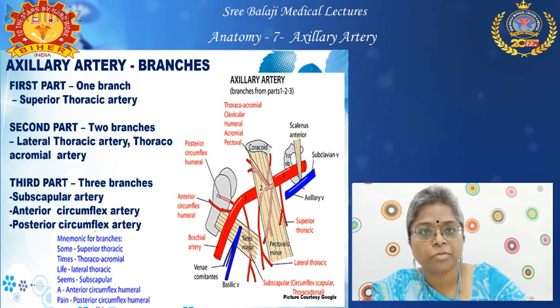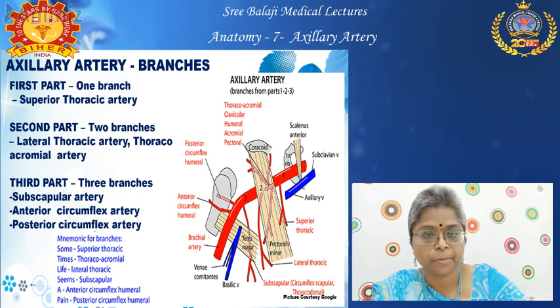The branches of the artery include, the first part gives off one branch, superior thoracic artery. The second part gives off two branches, thoracoacromial artery and lateral thoracic artery. And the third part gives three branches, the subscapular artery, anterior circumflex humeral artery, posterior circumflex humeral artery.